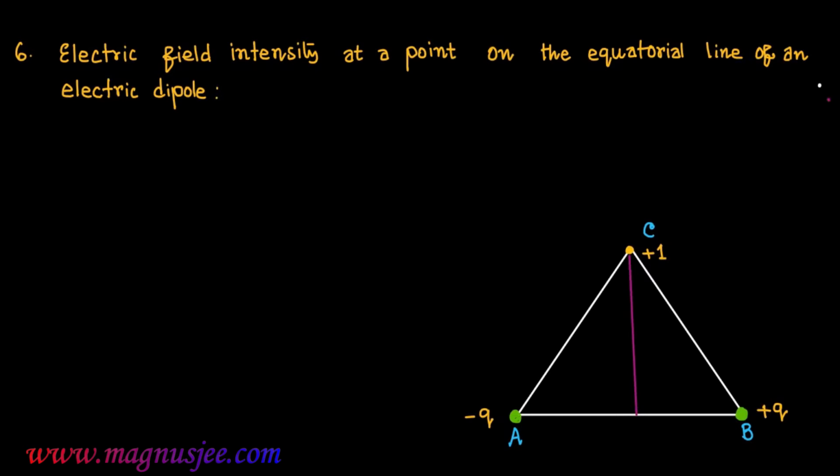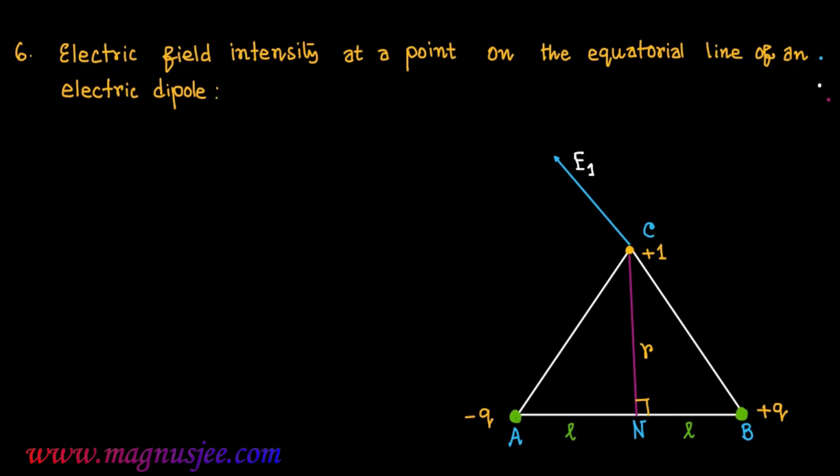We can draw the equatorial line, that means a straight line from the point C which is perpendicular to the axis AB of the dipole. Here CN is the equatorial line, which is perpendicular at the midpoint N of the dipole AB. CN is perpendicular to the axis AB of the dipole. The length of the dipole is 2l.